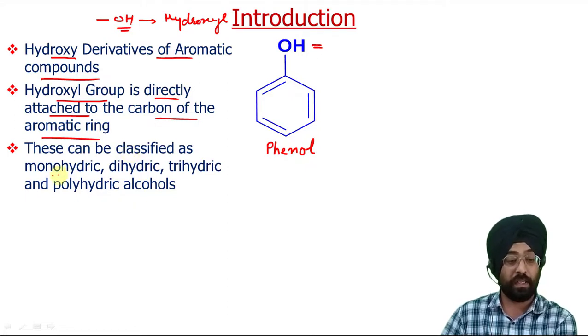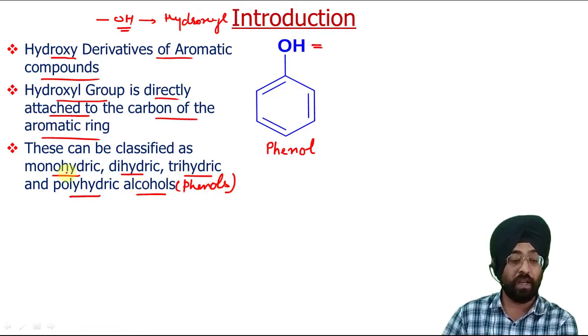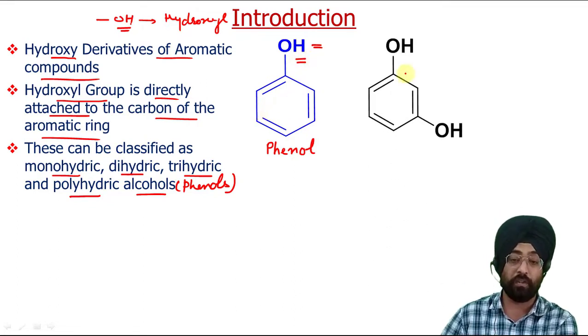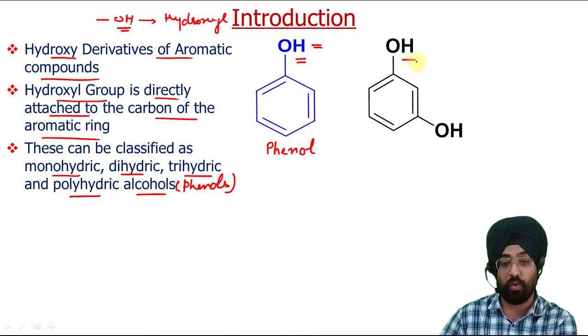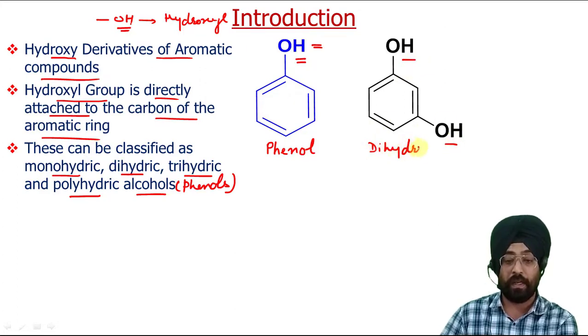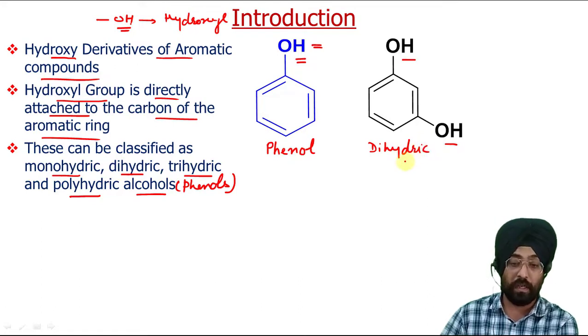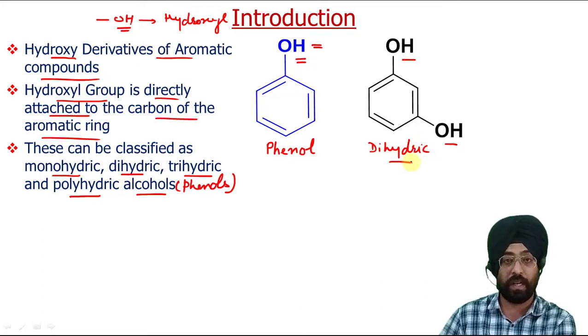They can be classified as monohydric, dihydric, trihydric, and polyhydric phenols, not alcohols, these are phenols. If we have one OH group per molecule of phenol, then it is called monohydric. Like this compound has only one OH group per molecule, so it is a monohydric phenol. This compound has two OH groups per molecule, so it is dihydric, and its name is resorcinol. We will do their names.